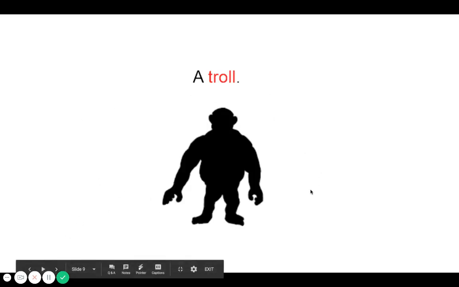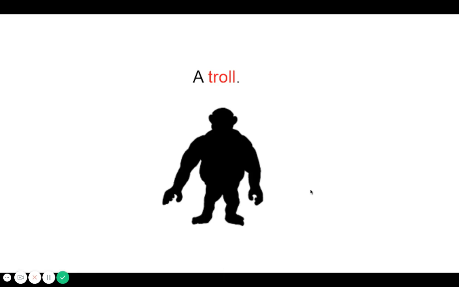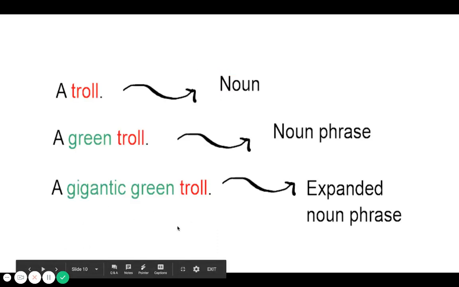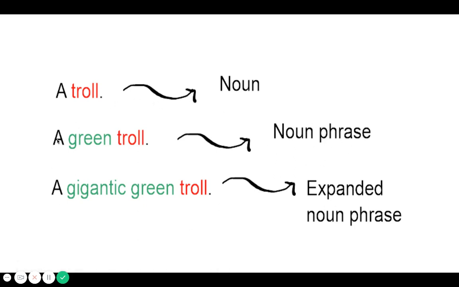So if we look at this example, a troll. Do I know anything about the troll? No, it's actually really boring. I don't know whether it's big or if it's small, or if it's green or if it's purple. I don't know anything at all about it. It's just a basic noun. Whereas if we turn it into a noun phrase, for example, I could say that it's a green troll. So I've still got all of the basic checklist. I've got a noun, I've got a determiner, and I've got extra information about it. I've got more detail about that noun.